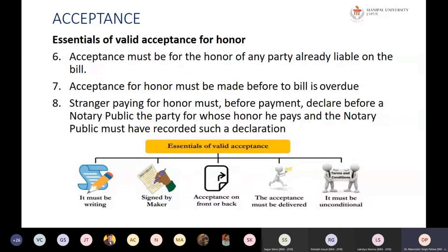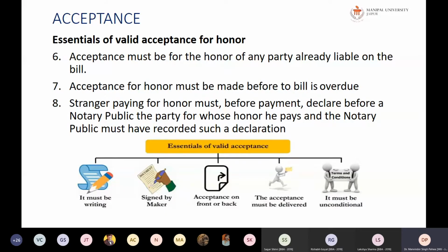Next, acceptance must be for the honor of any party already liable on the bill. Acceptance for honor must be made before the bill is overdue. So it must not be made after the dishonor of the bill. It has to be done only before the bill is due for payment. Any time before the due date of the bill, it can be done.